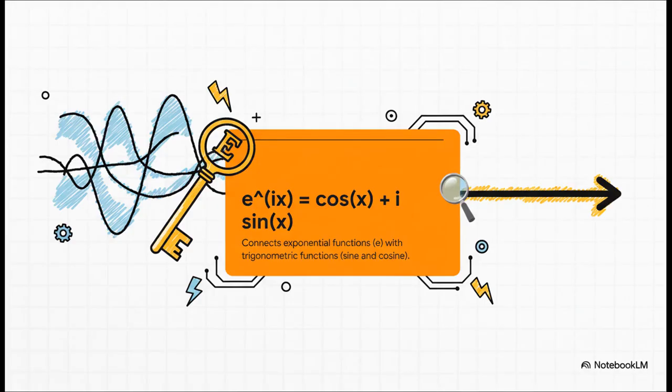And here it is. This is Euler's formula. This is the magic key that unlocks the whole puzzle. What it does is it gives us a way to take those two messy, wavy functions, sine and cosine, and wrap them both up into a single, much cleaner exponential expression. This one move changes everything.